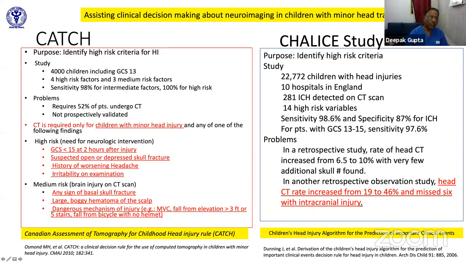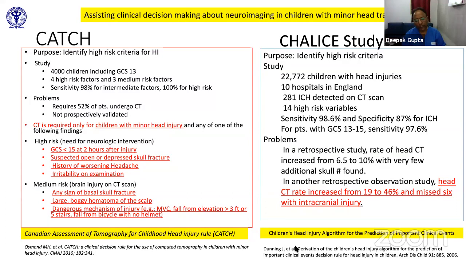So these are the two major studies, the Canadian and the English, wherein they included more than 4,000 and 20,000 children respectively. They identified that in children with GCS of 13 to 15, that is the minor head injury group, a CT scan was indicated when they had a high risk feature like GCS less than 15 at 2 hours after injury, suspected open or depressed skull fracture, history of worsening headache, irritability on examination, any sign of basal skull fracture, a large boggy hematoma of the scalp, or a dangerous mechanism of injury.